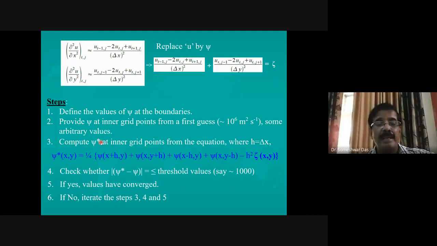Again, compute the new values of psi star at all the grid points, update all values of psi. Again, check psi star minus psi. And if yes, they have converged. If not, then go back. Okay, so this is how you do the relaxation. Use the relaxation technique to solve for psi from the zeta field.